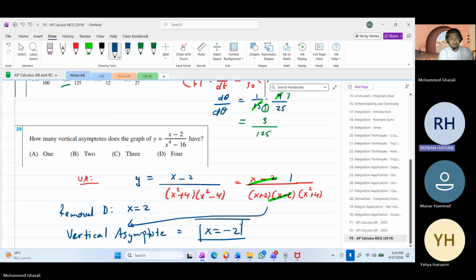What about the x squared plus 4? Nothing, that's imaginary, complex numbers. You can't do anything. We good, guys? Yep. So just one vertical asymptote.